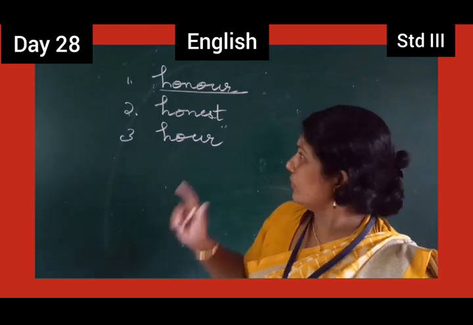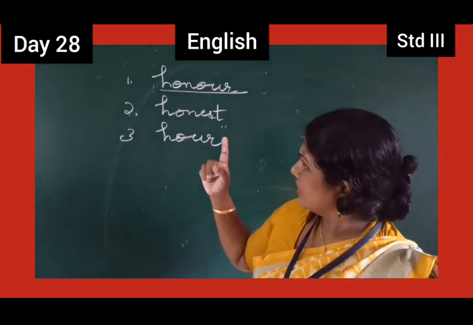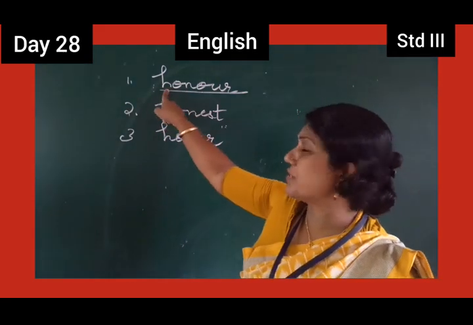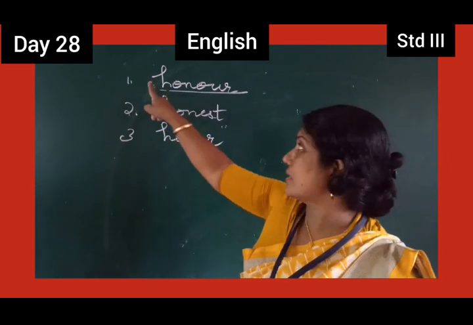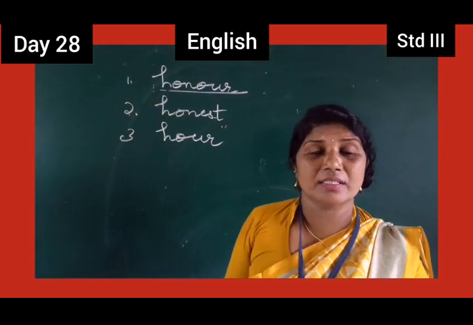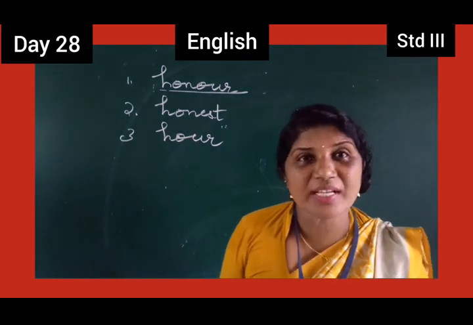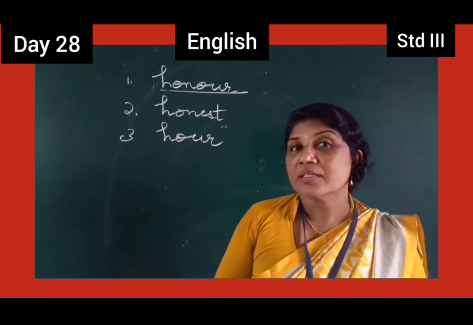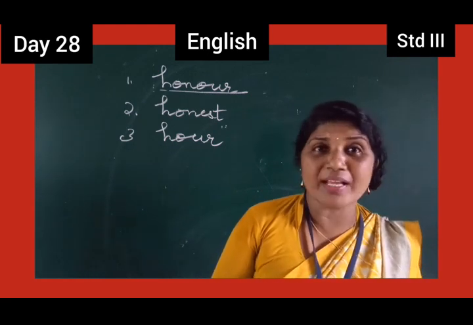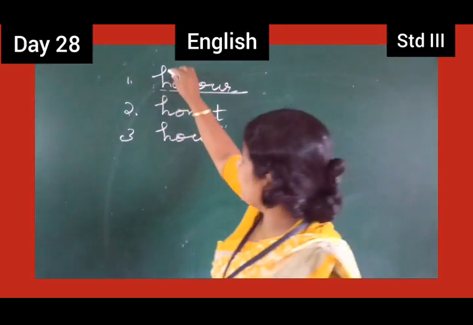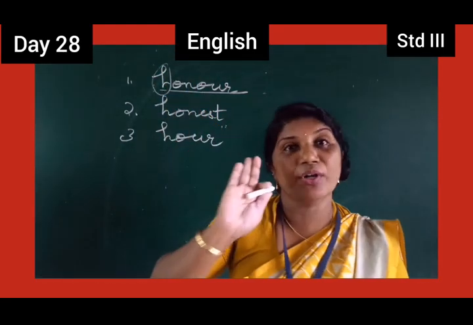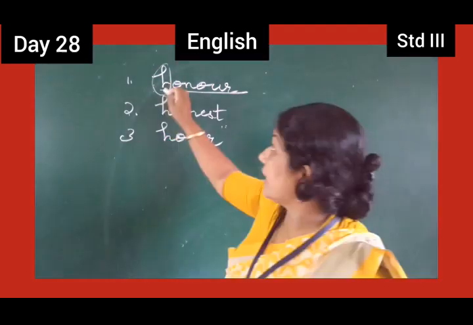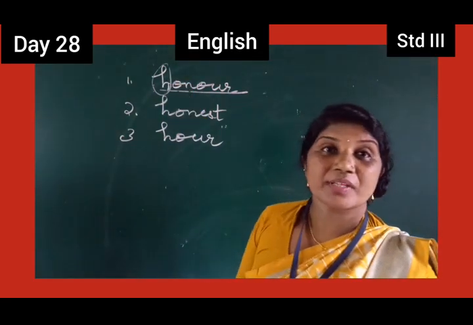You are thinking that the first letter is H, no? So H is a consonant, but that is not. We are telling here a honor. Is it right, children? That is not right. That is wrong. So here you see the first letter is H. Okay, H is a consonant. But you see here the next letter is O. Here H is silent. H is silent.